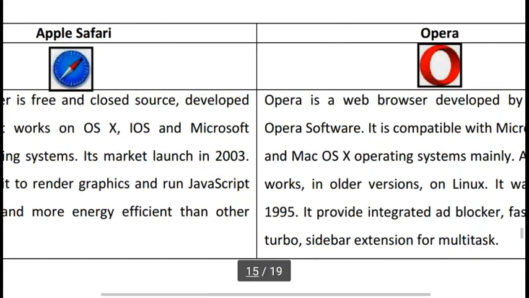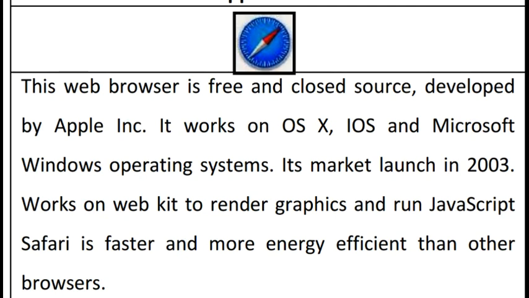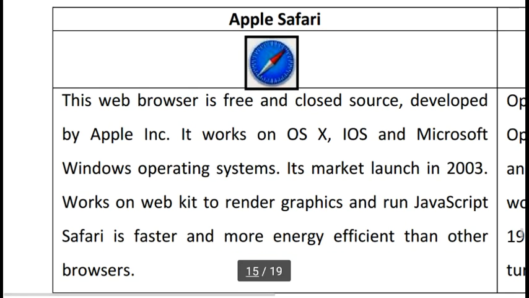Another important web browser is Apple Safari. This web browser is free and closed source, developed by Apple Inc. It works on OS X, iOS and Microsoft Windows operating systems. Its market launch was in 2003, and it works on WebKit to render graphics and run JavaScript. Safari is faster and more energy efficient than other browsers.